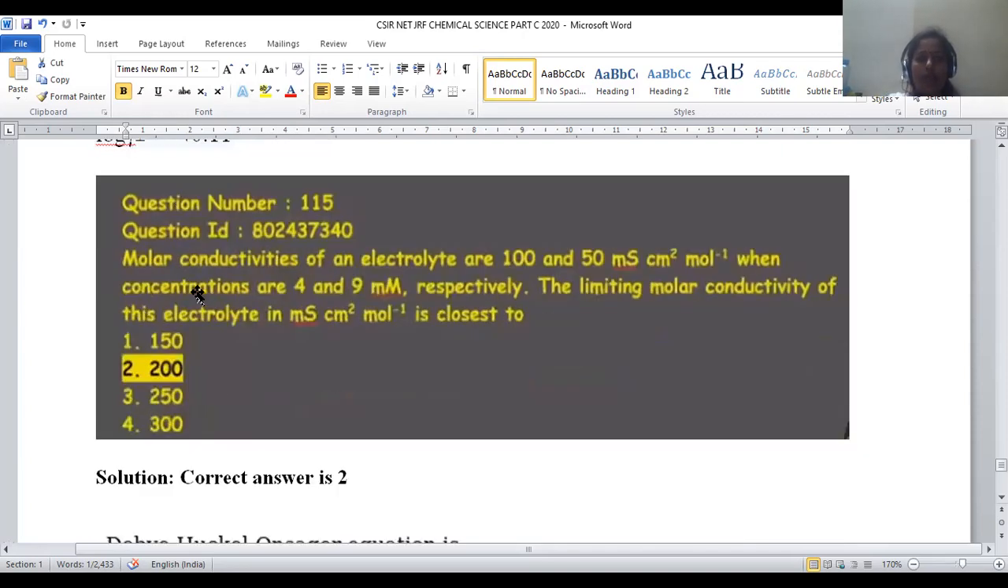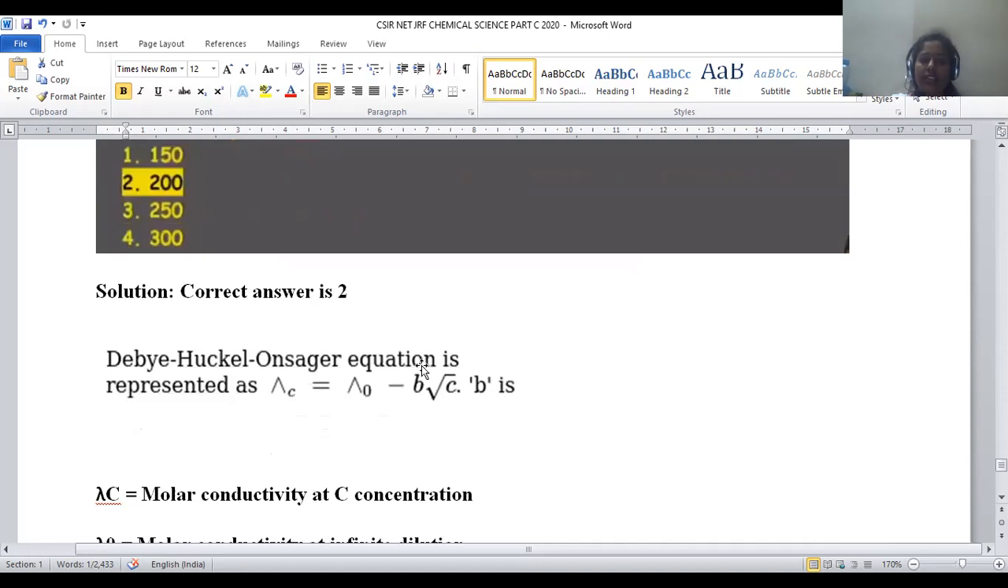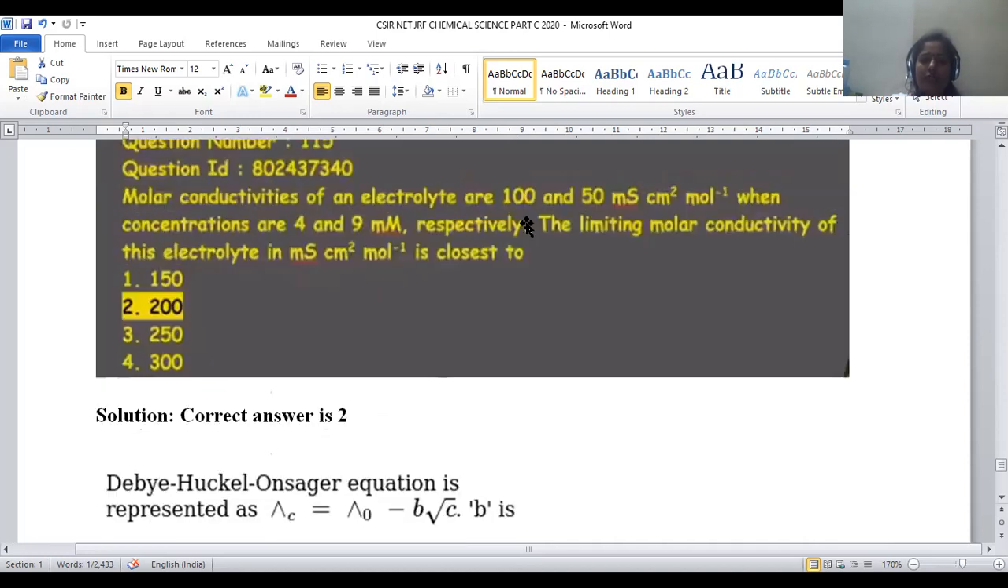Question number 115. Molar conductivities of an electrolyte are 150 millisiemens centimeter square mole inverse when concentrations are 4 and 9 millimolar respectively. The limiting molar conductivity of this electrolyte in millisiemens centimeter square mole inverse is closest to. They are asking for limiting molar conductivity. Limiting molar conductivity is to be calculated. This is a question of electrochemistry. Now let us predict what will be the answer for this one. The Debye-Huckel-Onsager equation is given, which is required for the calculation of this limiting molar conductivity.